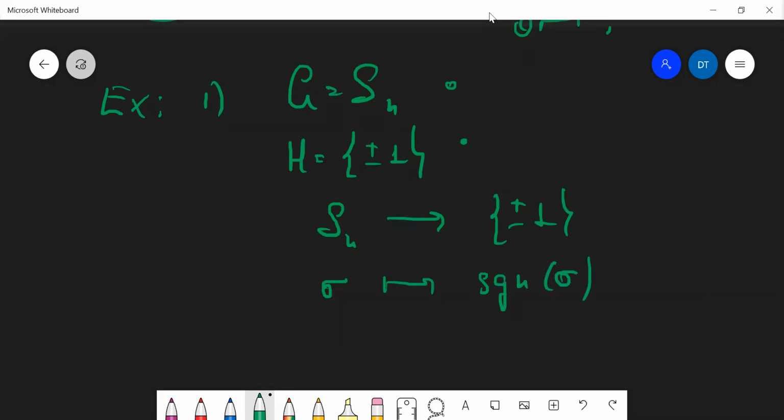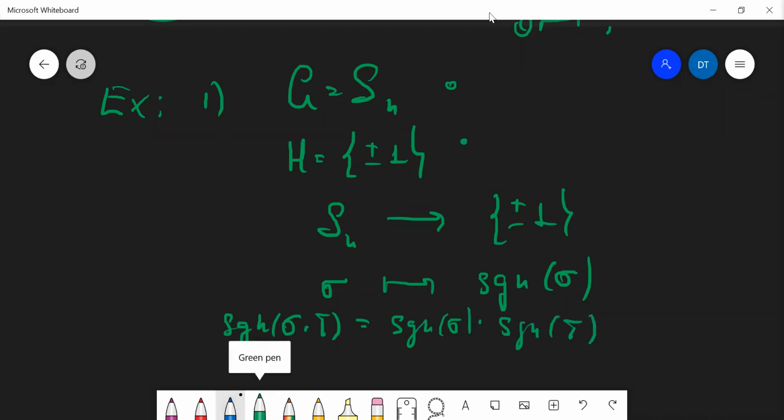And this map preserves the multiplication in the following sense. If you take the sign of sigma times tau, this is exactly the same as sign of sigma times sign of tau, where here it's a composition of permutations. This is a product in Sn. And here is just a product of numbers. So this is an example of a homomorphism. This is a rule which takes all elements from this group to elements of this group, and it preserves the operation in this sense.